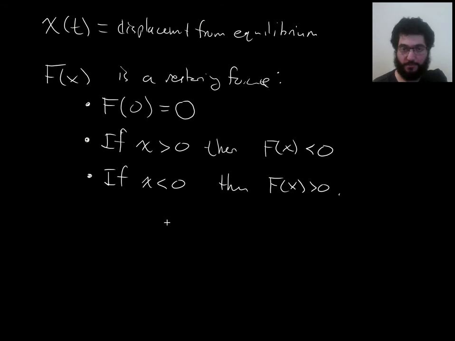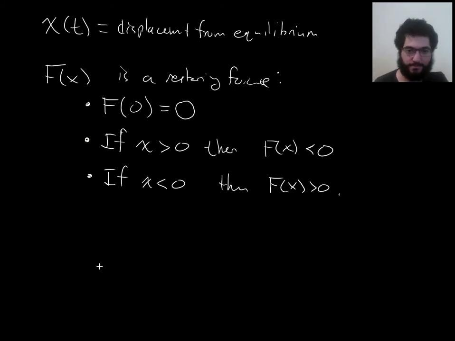Okay, so it does not have to be a mass on a spring, or it could be a mass on a spring, but you don't have to assume that it's this ideal Hooke's law kind of setup. It could be a pendulum, for example, and x of t represents the angular displacement from the pendulum just being down. That would be equilibrium.